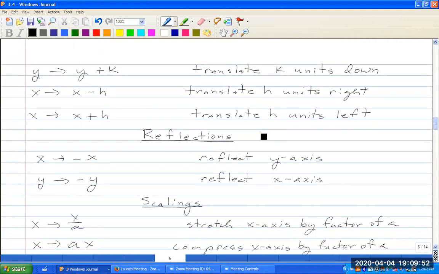Let's do reflections. So I've written these so that all of them will be backwards. So reflections. So suppose you replace x by negative x. Then you reflect about the y-axis. Suppose you replace y by negative y. Then you reflect about the x-axis.